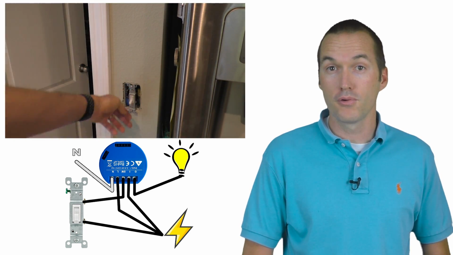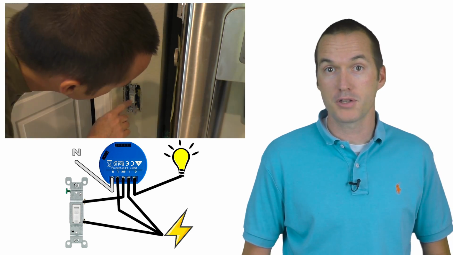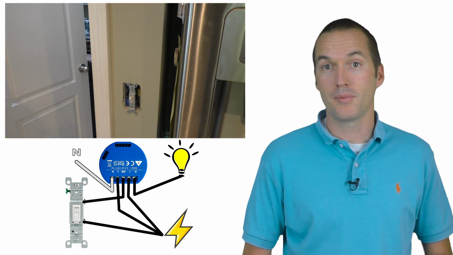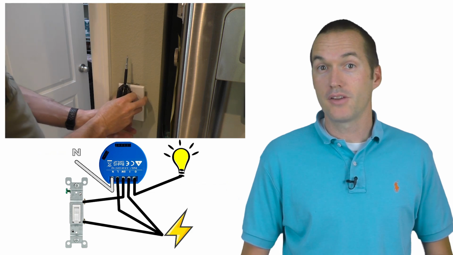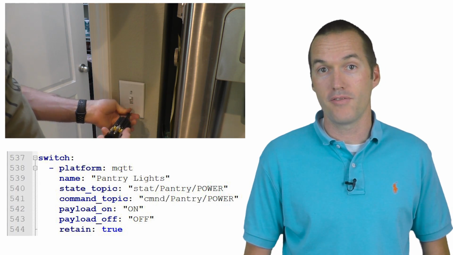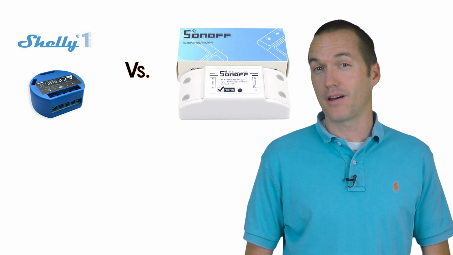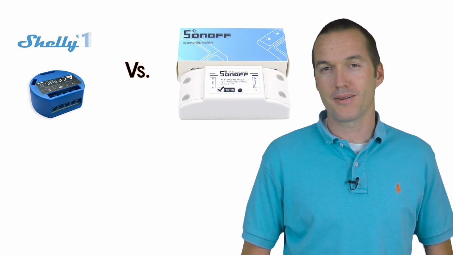Make sure all the screws are secure but not over tightened. Push the Shelly 1 back into the switch box and screw the switch back into place, and you're all done. You can now configure your switch in Home Assistant just like you would any other Tasmota device, and it will function exactly the same. So is the Shelly One actually better than the Sonoff Basic? Let's do a little comparison.